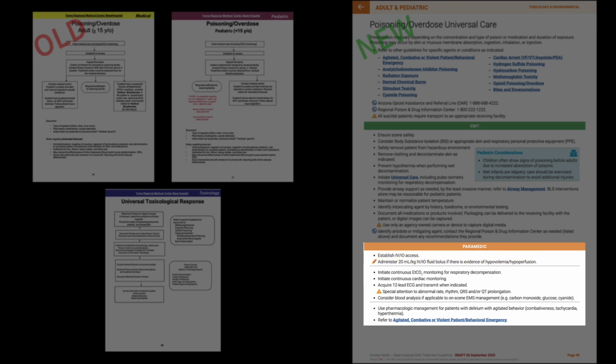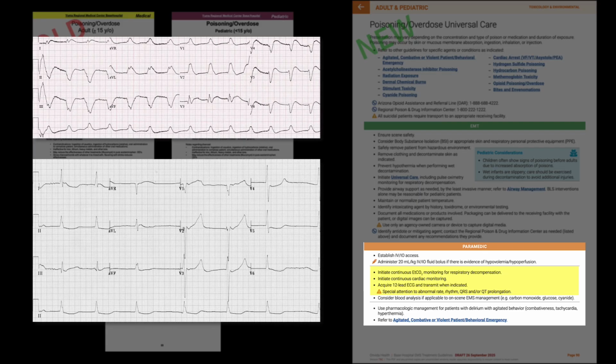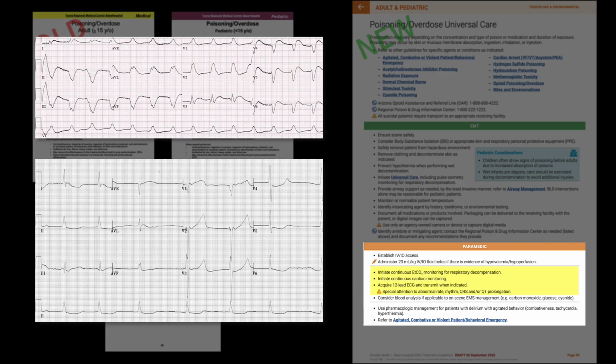We include explicit prompts to start continuous end-tidal CO2 and cardiac monitoring and obtain a 12-lead ECG. Some important things to look for on the 12-lead when it comes to poisoning or overdose patients includes rates that are too fast or too slow, and also checking closely for QRS widening or QT prolongation. These specific prompts help sharpen clinical focus during field interpretation. The old version really lacks detail in this area other than monitor ECG.